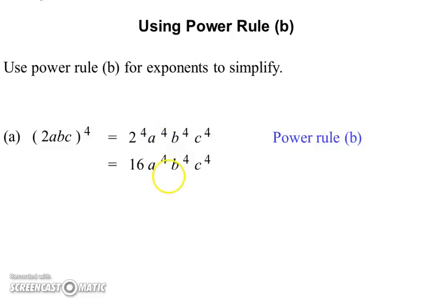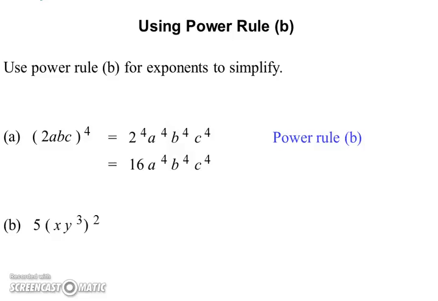Now, once we're at that point, we can simplify 2 to the fourth and just multiply 2 together 4 times or use a calculator, and it will be 16. A to the fourth, B to the fourth, C to the fourth. And that's our final answer. We cannot simplify any further. Okay, let's look at another example.